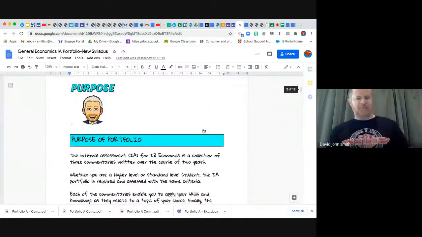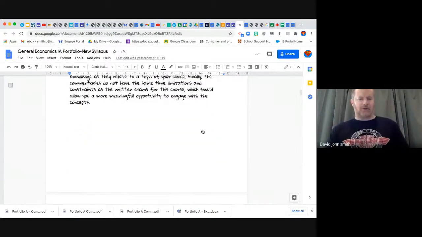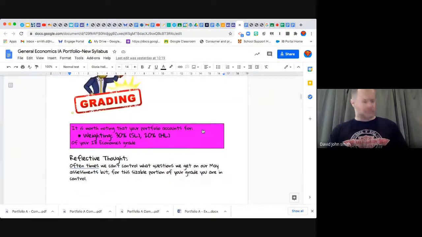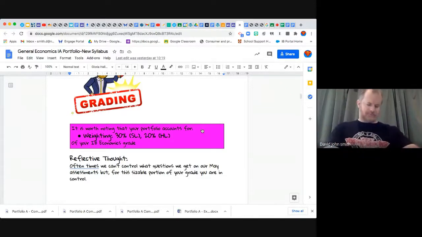Okay, so portfolio's purpose. This is here where there is a difference. The rest of the commentary, no difference with regards to HLSL. This is where the difference comes in, is the weighting. Now, this is again a change from the old syllabus where they were the same.